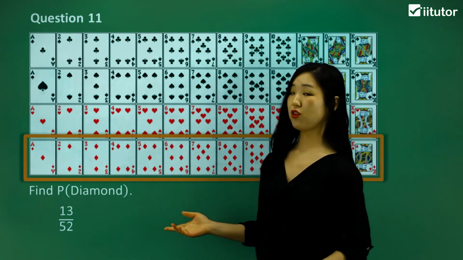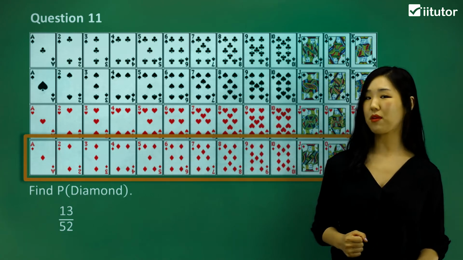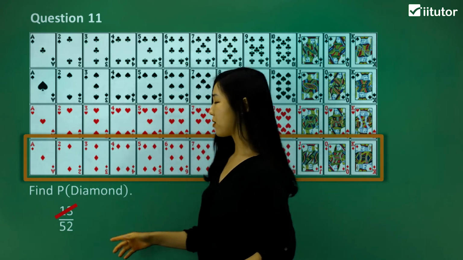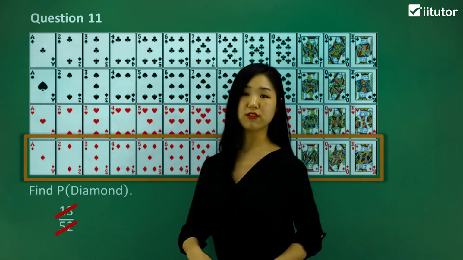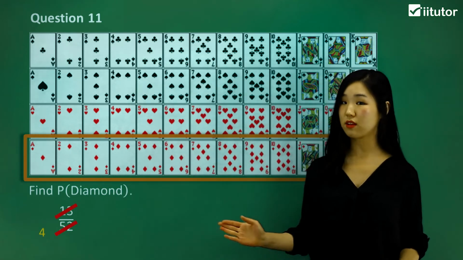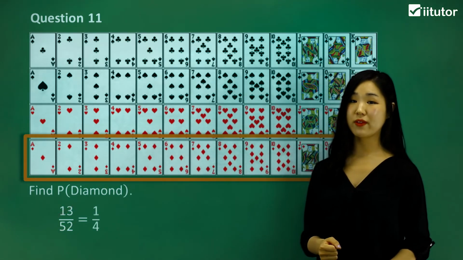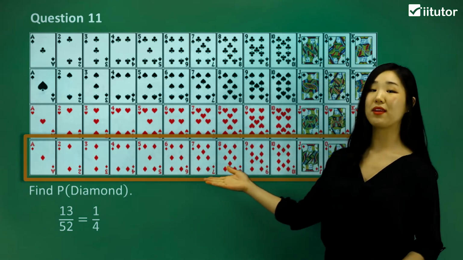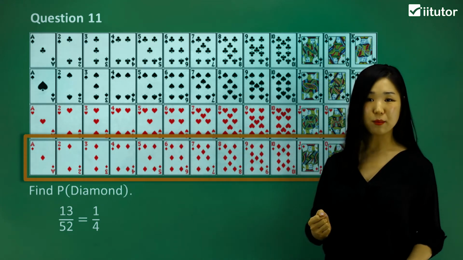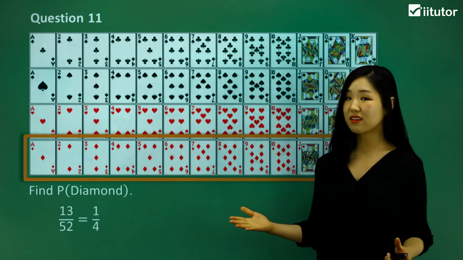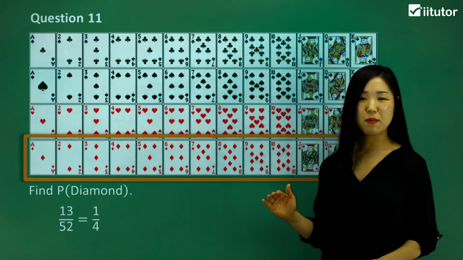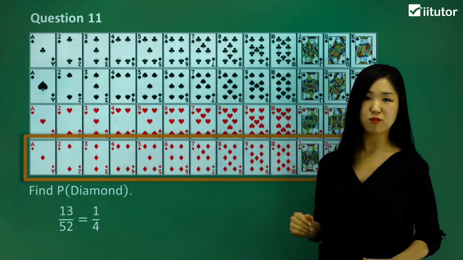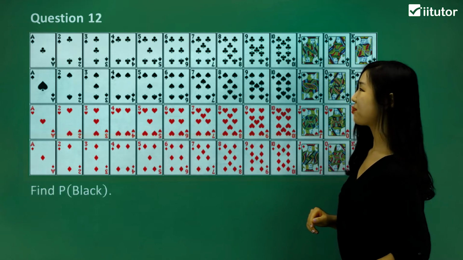Now 13 and 52, if you could find the highest common factor, it's probably 13. So I'm going to cross out the 13, it becomes a 1 actually. The 52 let's cross out and it becomes 4. 52 divided by 13 is 4. So we basically have a final probability of 1 over 4. Now 1 over 4 is a quarter, and you can clearly see that diamond is a quarter of all the outcomes. You can remember that because we have equal numbers of different suits, each one of them is a quarter of the total number of outcomes. So that's a quarter. Let's look at the next one.